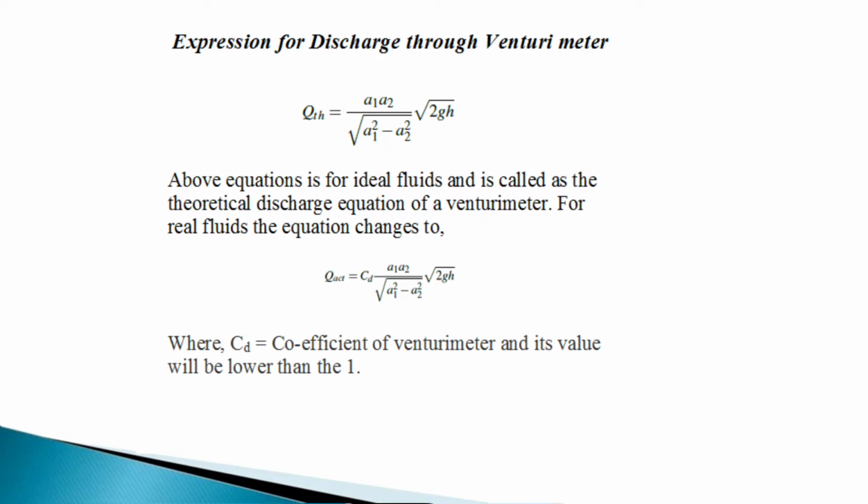Expression for discharge through venturi meter. Q theoretical is equal to A1 A2 divided by root of A1 square minus A2 square into root of 2gH. The above equation is for ideal fluid and it is called the theoretical discharge equation of a venturi meter. For real fluid, the equation changes to Q actual is equal to Cd into A1 A2 divided by root of A1 square minus A2 square into root of 2gH, where Cd is the coefficient of venturi meter and its value will be lower than 1.